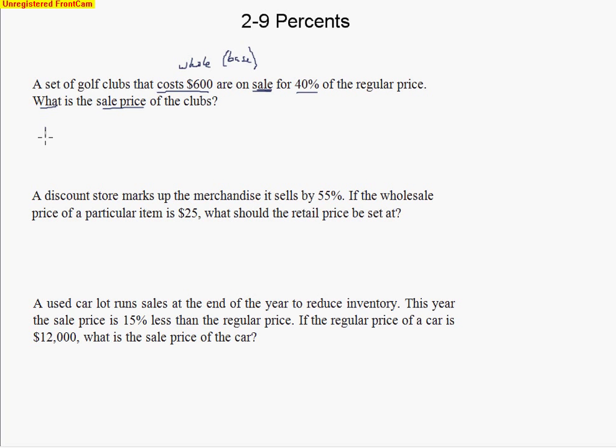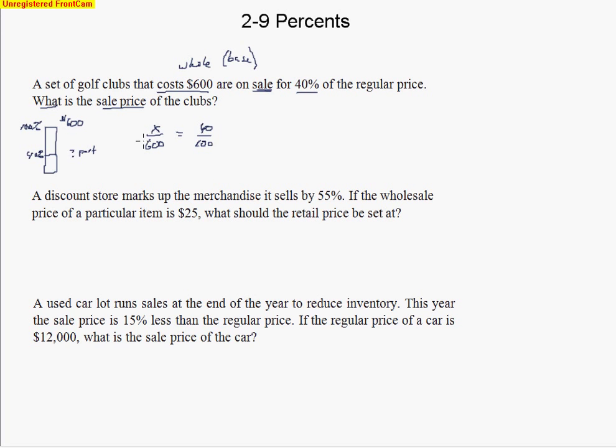If I draw a model of what we've got, 100% represents $600. This bar represents $600, the 100% of the item. If I take away 40%, here's 40%, I can find out what that number is. That would be our part. So I could say we have x over 600 equals the percentage off, 40 over 100. If I cross-multiply, here's what would happen.